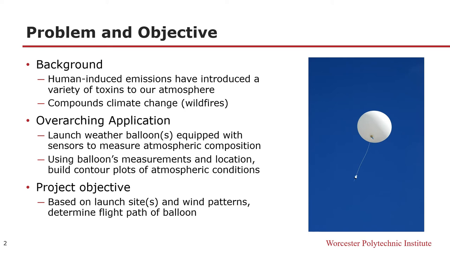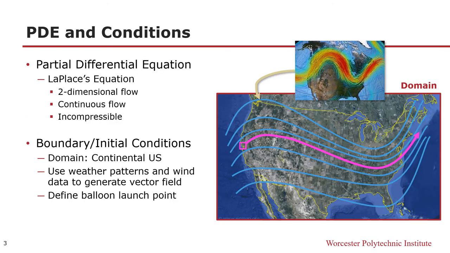So the objective of my project would be to determine the flight path of balloons based on their launch site and wind patterns. To model this, I would use two-dimensional flow that's continuous and incompressible, and Laplace's equation for my partial differential equation.